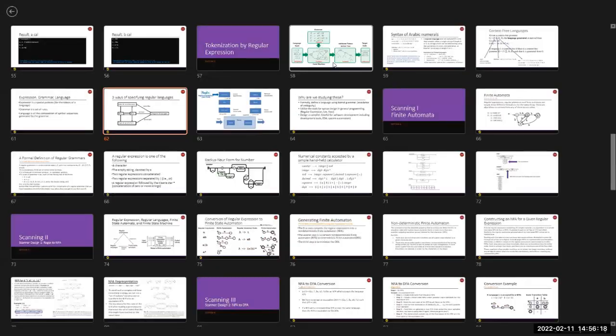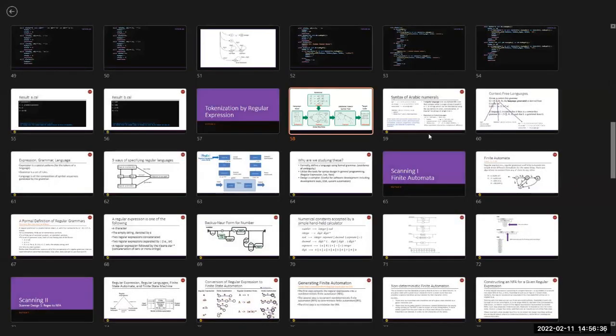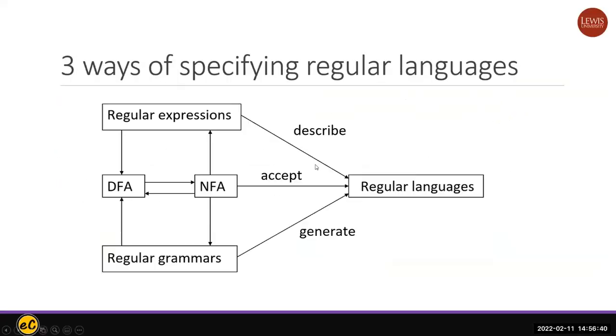So let's look at this one more time. The language actually is here. It will be qualified by your DFA, deterministic finite automata, and the deterministic finite automata actually can be generated from your grammar. So that's the relationship of these three things: language, expression, and the so-called grammar. Okay, 3 in 1.